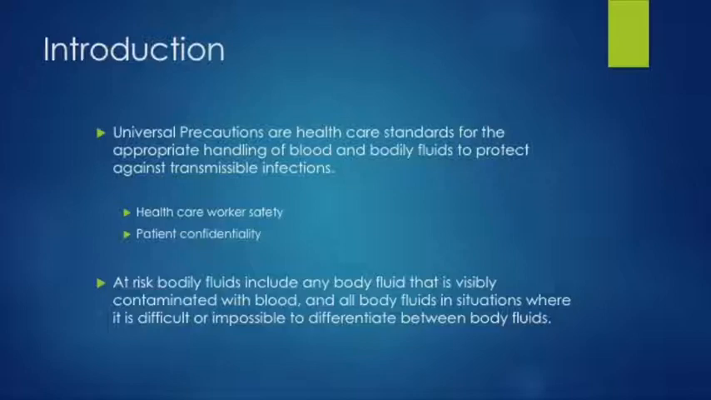At-risk body fluids include any fluid that is visibly contaminated with blood, and all fluids in situations where it is difficult or impossible to differentiate between body fluids. Examples of these kinds of fluids include feces, urine, semen, vaginal secretions, cerebrospinal fluid, synovial fluid, pleural fluid, pericardial fluid, peritoneal fluid, and amniotic fluid. Examples of fluid that are not considered to be of similar risk include saliva, sputum, sweat, nasal secretions, and vomit.